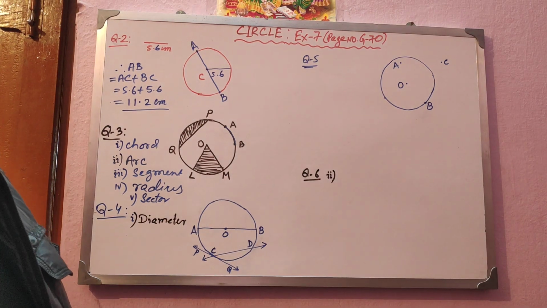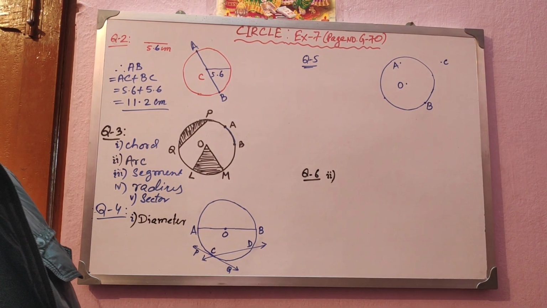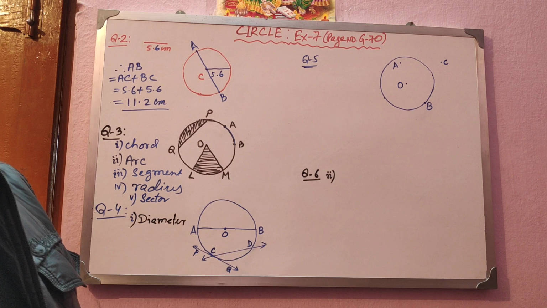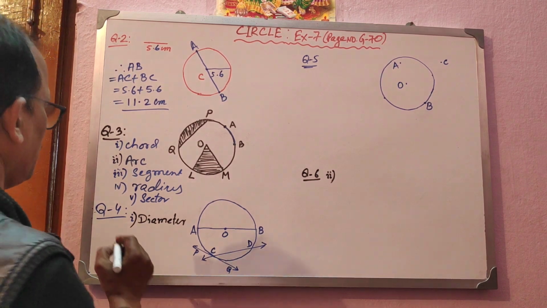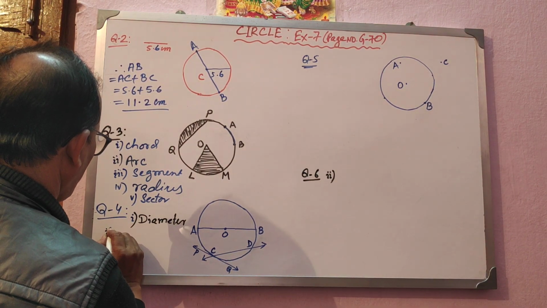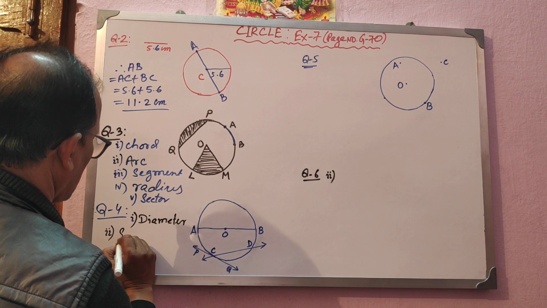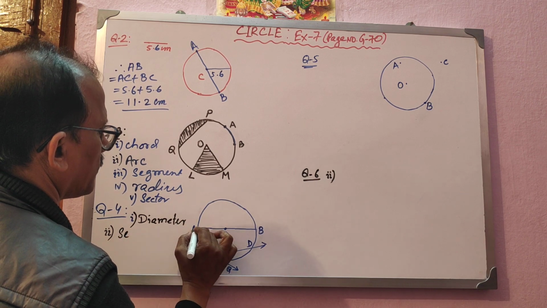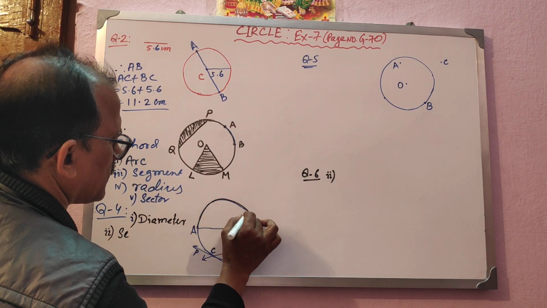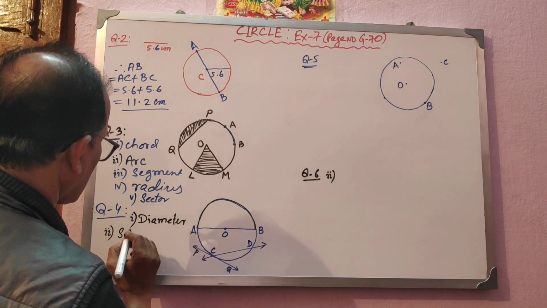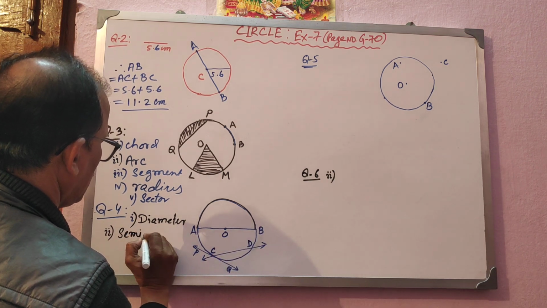Now, what is the arc AB of the circle? Arc AB of the circle is a semicircle because it has covered half of the circle. You see this complete arc AB is a semicircle, half of the circle.